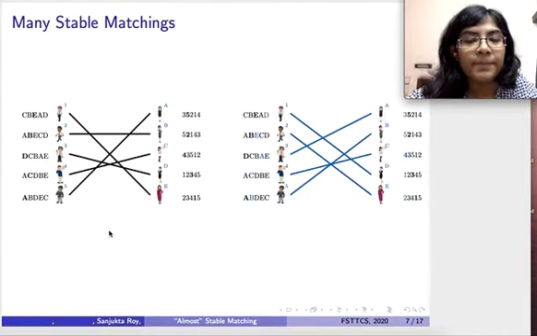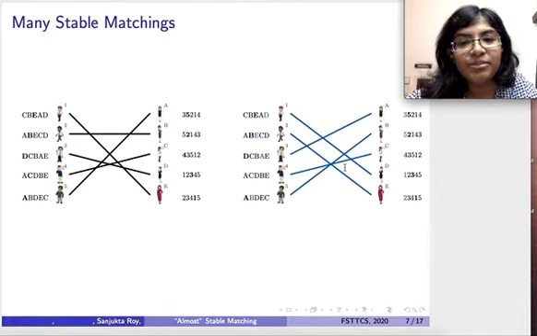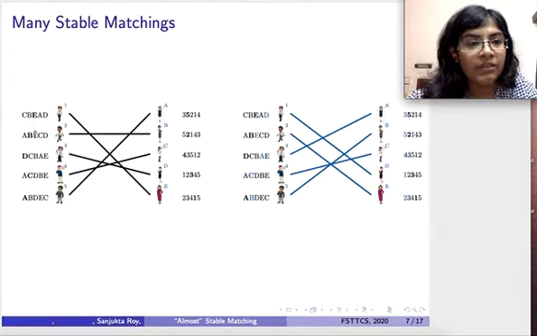You can check that, you don't need to. This black matching is a stable matching, and again the blue matching is another stable matching between this same set of men and women. You can check that every man gets a better partner in this black matching, and similarly every woman gets a better partner in this blue matching. So the agents might like one matching over the other.